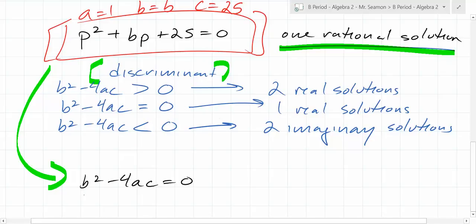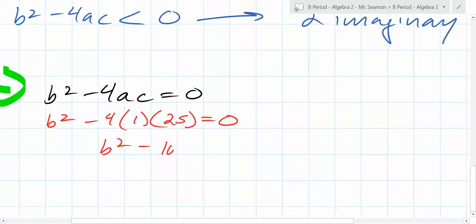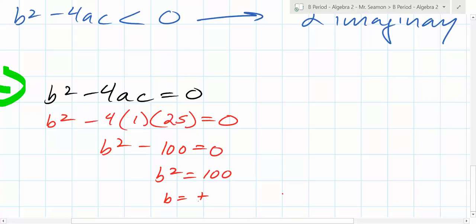So what do you do with those 3 numbers? You plug them in. So b is just b, so we have b squared minus 4. What's a? 1. And what's c? Equals 0. Let's solve this. B squared minus 100 equals 0. So b squared is equal to 100. So what is b equal to? That's half of the answer. It's half of it. Plus or minus 10, exactly.